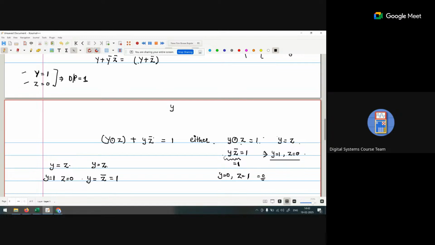If I say y is equal to z, it is applicable when y is equal to 1, z is equal to 1. It is applicable when y is equal to 0, z is equal to 0. And if I take the third condition also, y is equal to 1, z is equal to 0. So if I consider these two conditions, I can say y is equal to 1, z is don't care. And if I consider these two equations, I can say y is don't care and z is equal to 0. So in both situations, the output should be 1.